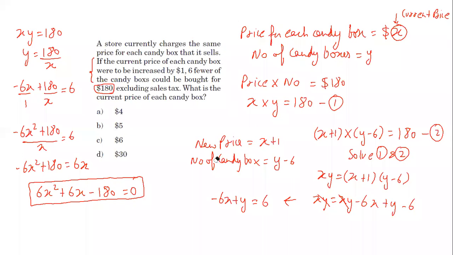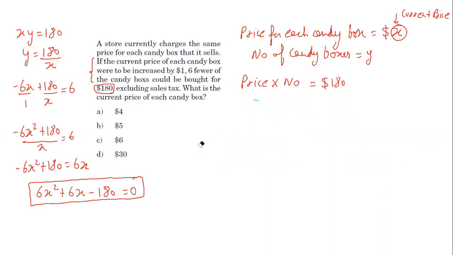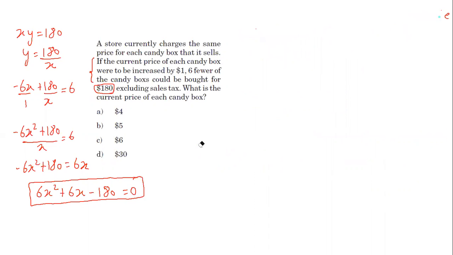Now, I believe everyone is clear till this quadratic equation. So I have a quadratic equation which I need to solve and figure out the value of x. The quadratic equation is 6x square plus 6x minus 180 is equal to 0. So first of all, I'll divide the entire equation by 6. X square plus x minus 30 is equal to 0.